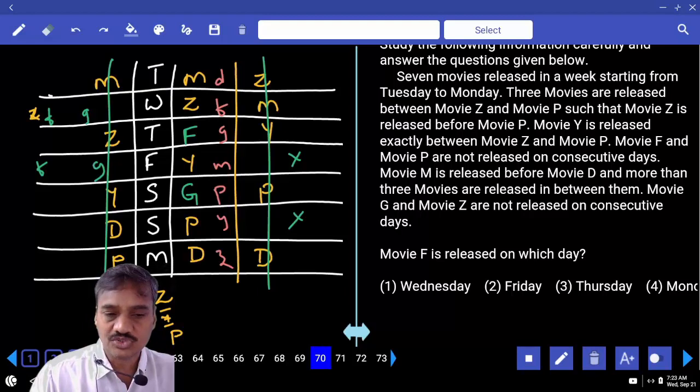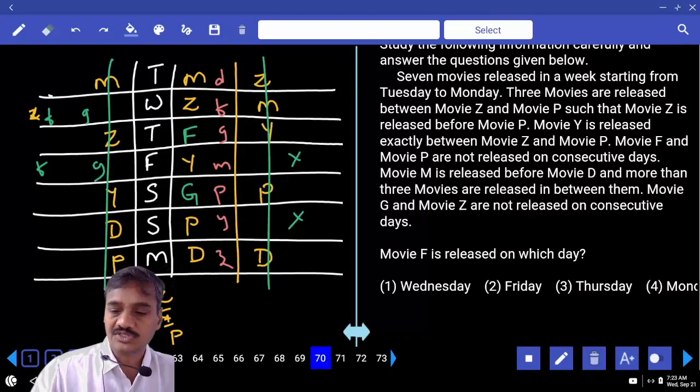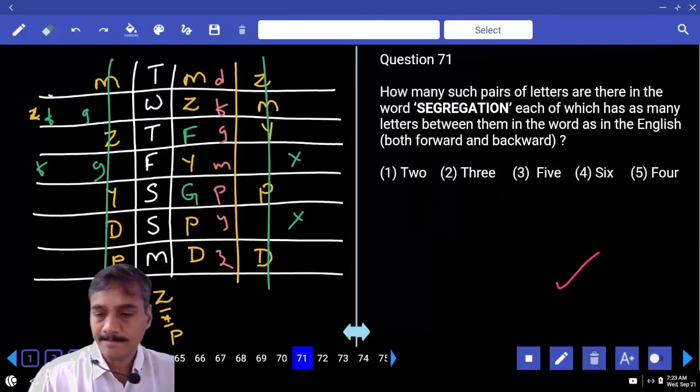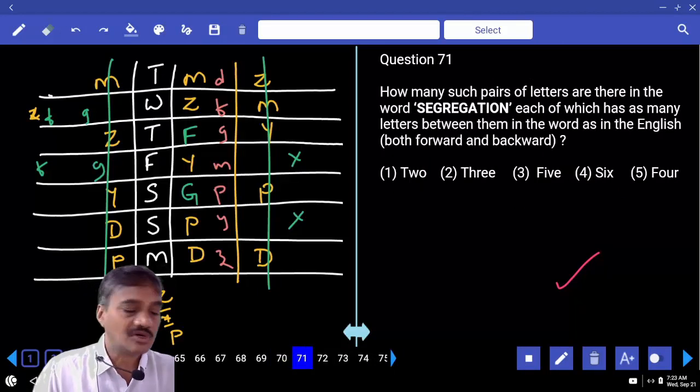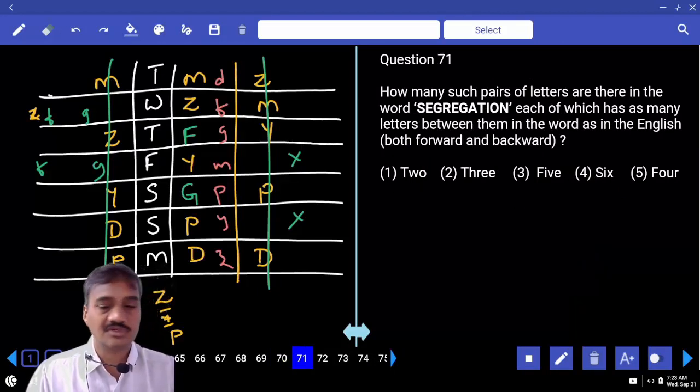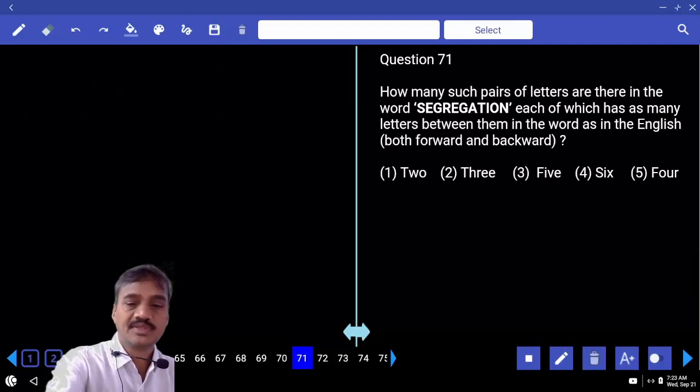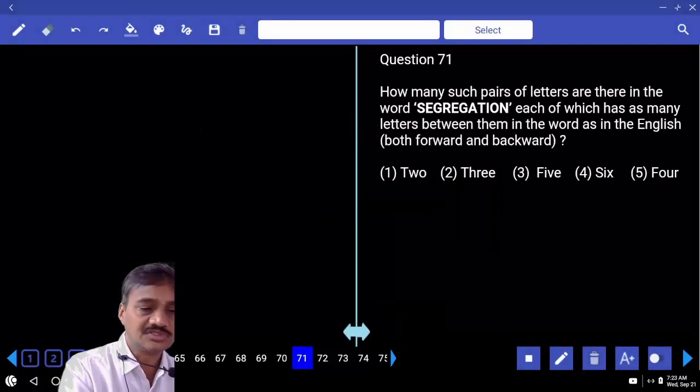F was released on Thursday, that is choice 3, question number 70. Then 71 onwards, so how many such pairs of letters are there in the word? Now tell me how many pairs we have? Segregation, S-C-G-R-E.